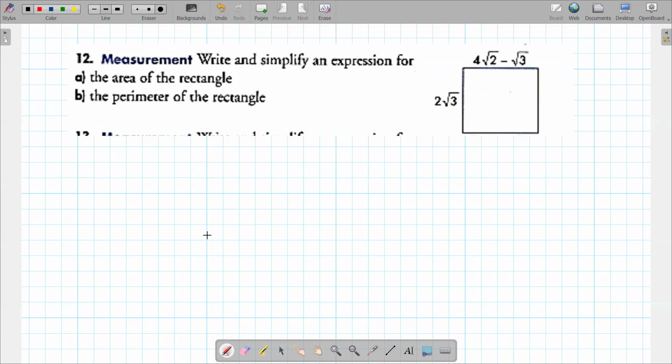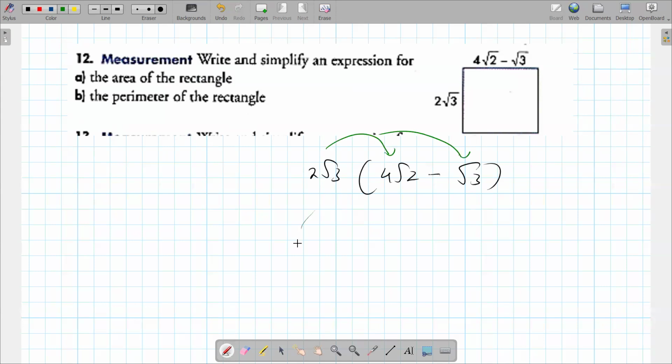All right, here we have a rectangle. Is that a square or a rectangle? The side lengths are different, so it's a rectangle. All right, so how do we find the area of this rectangle? We just multiply the two sides: 2 root 3 times 4 root 2 times root 3. That's very simple, you'll see.